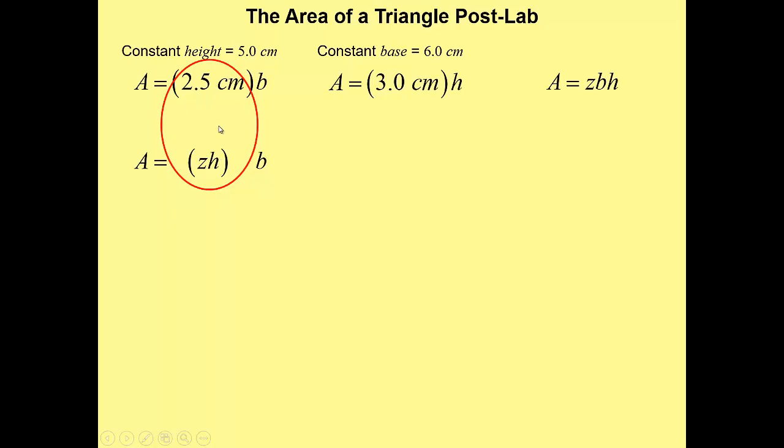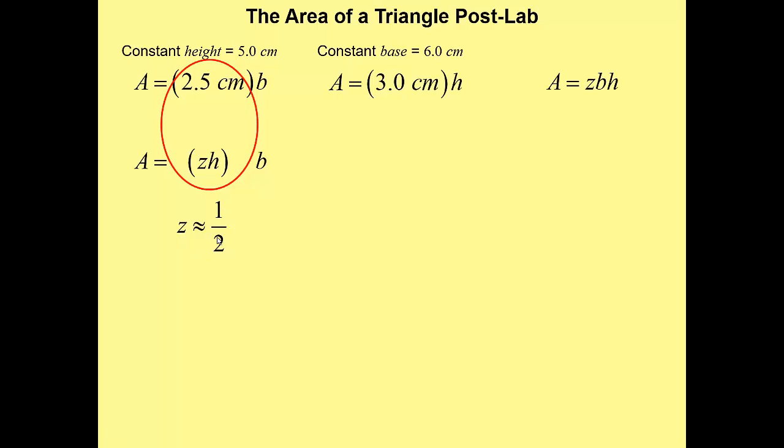And since our height was 5 centimeters this entire time, what would z need to be? What would you need to multiply by 5 centimeters to get 2.5 centimeters? Yeah, z would have to be 1/2. If z is 1/2, 1/2 times 5 is 2.5. And notice that it doesn't need any units, because the height already has the units of centimeters, and the slope had reduced units of centimeters. So z can just be a number, kind of like pi was.